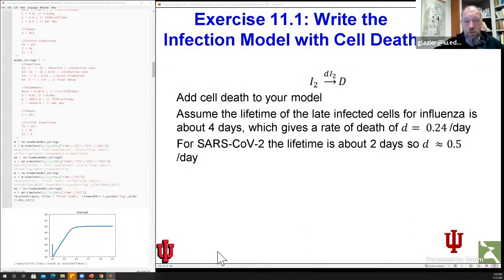So now we'll do our first real exercise. Boy, it takes me a while to get to this, but let's do it together. I'd like you to add a cell death to your model. So add a decay term where I2 cells become dead at a rate D times I2, and you can try a death rate of 0.24 per day, infected cells live for 4 days, or of 0.5, infected cells live for 2 days, and let me know what you get, okay?